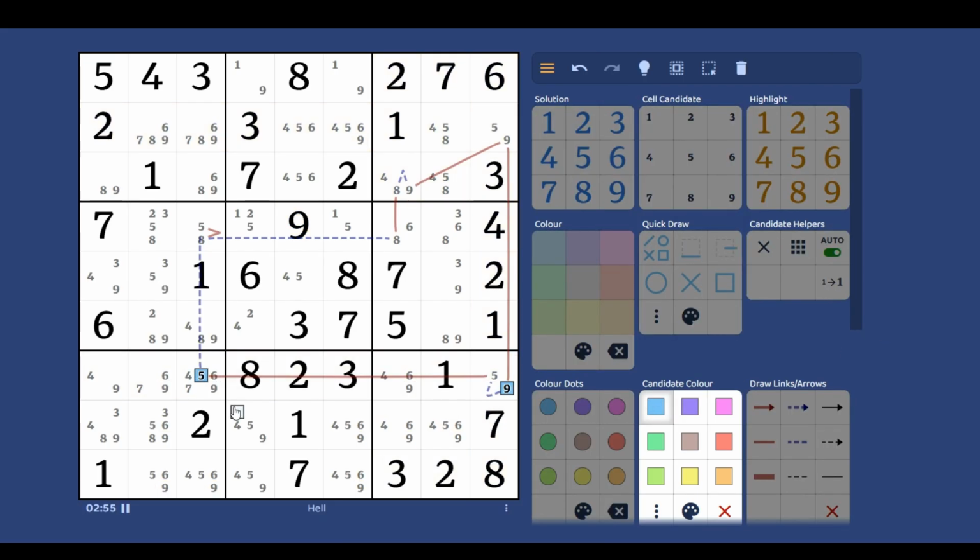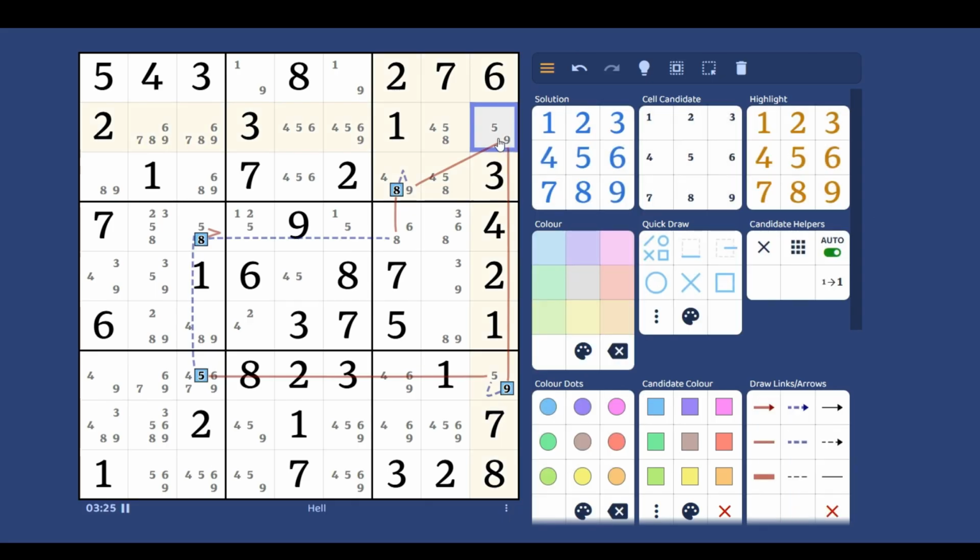This 5 would be true. This 8 would be true. And this 8 would be true, which would then prove that our initial 9 is true, because then we would be eliminating this 9, which is strongly linked to our original 9. So if we assume our initial 9 is false, we end up coming back with the implication that it's true, which means that initial assumption of falsehood is wrong. Therefore, this 9 must be true, and we could actually go ahead and fill in a 9 in that cell.